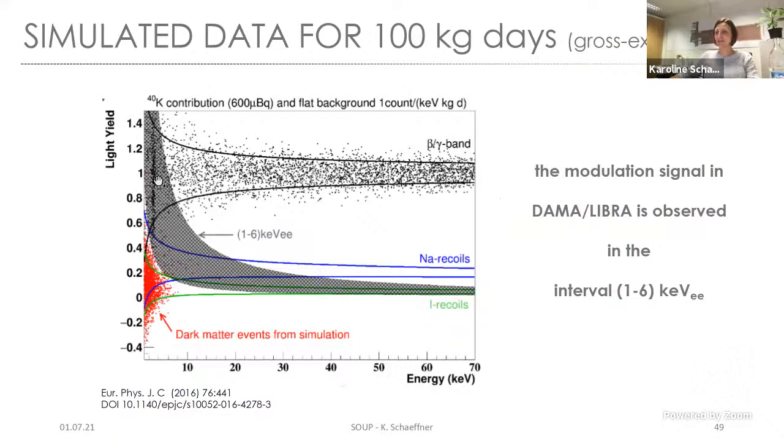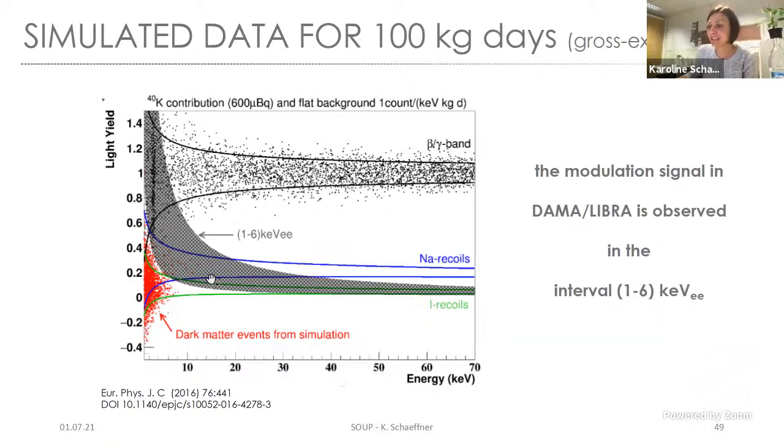The band around the light yield of 1, by definition, contains the events from beta-gamma interactions. For the simulation, we assume a background of 1 count per keV per kilogram per day, plus the 600 microbecquerel per kilogram of potassium which the DAMA crystals have. Therefore you get this 3 keV line also. We can also indicate the regions where we would expect recoils due to sodium and iodine. Of course, the position of the bands depends on the quenching factor that you should determine for the crystal you have, such that you also know in which region you have them.